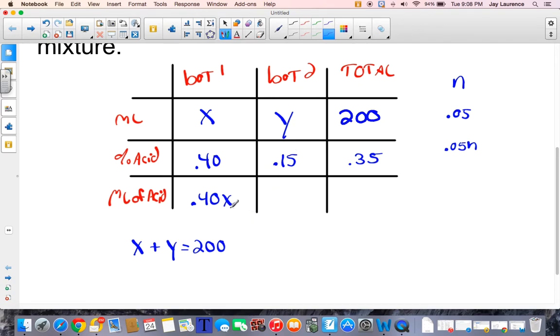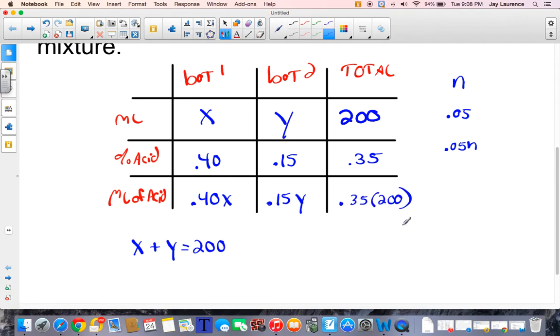So now to get the milliliters of acid from bottle 2, we'll take the percentage as a decimal, multiply it by the variable. And this is important here. We multiplied this by that to get that. We're going to multiply 0.35 by 200.